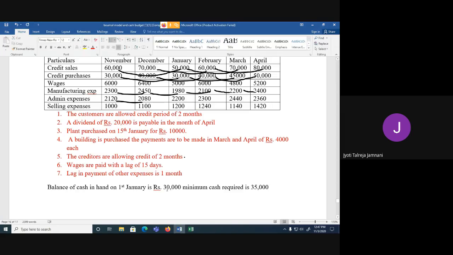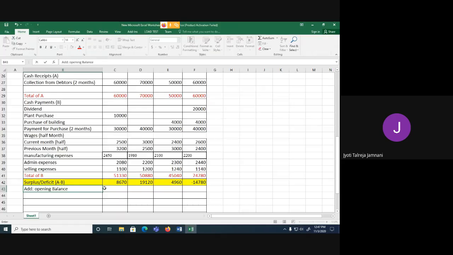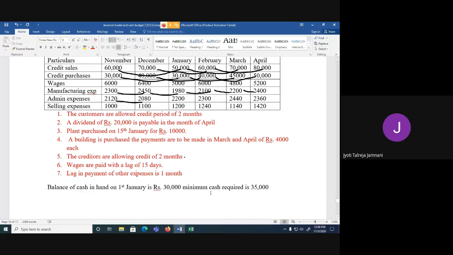So they've given you the opening balance for January is 30,000. So we take here 30,000 for January. You will get the closing balance. So if you add surplus with opening balance, your closing balance is 38,670. Now let's see what is given. Minimum cash required is 35,000. That basically means the company is willing to keep 35,000 every month as cash balance.